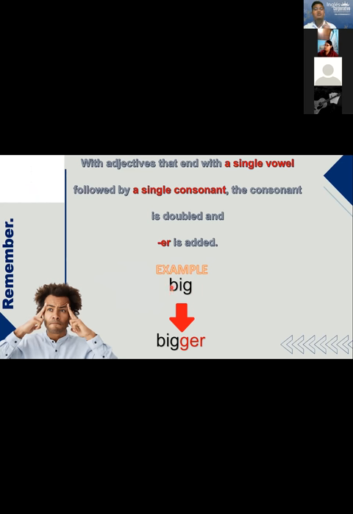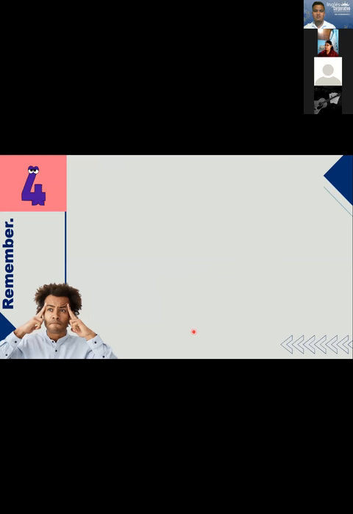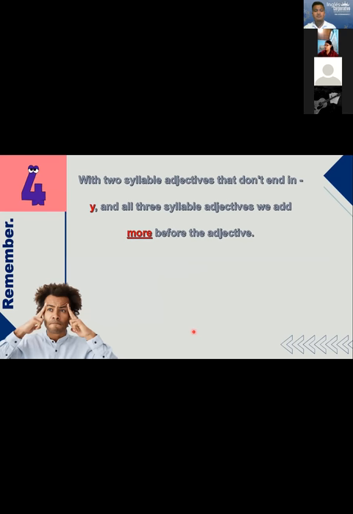But that is only going to happen, guys, if you have the pattern consonant, vowel, consonant. If it is not like that, you cannot modify the adjective in that way. So remember, if you see an adjective that follows the pattern I just told you, you will have to double the last consonant and add ER at the end. Are we clear on this rule? Yes, teacher. Okay, so let's move on.